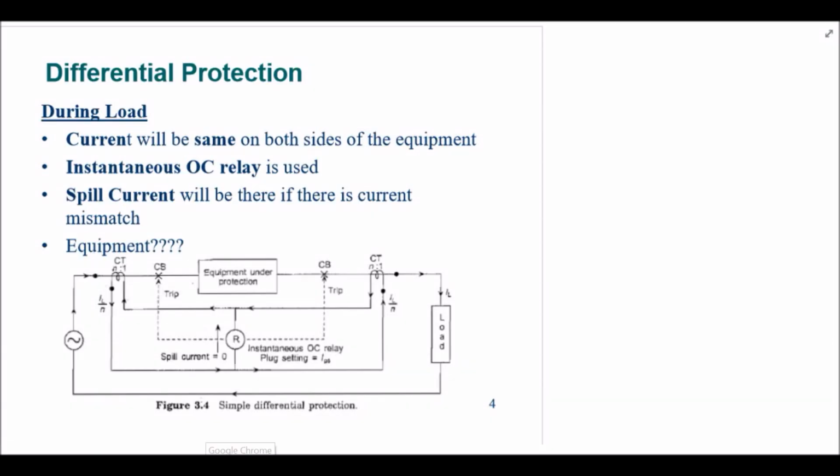Assalamu alaikum. In this lecture, we are going to talk about the differential protection scheme. Let's start with the help of an example.